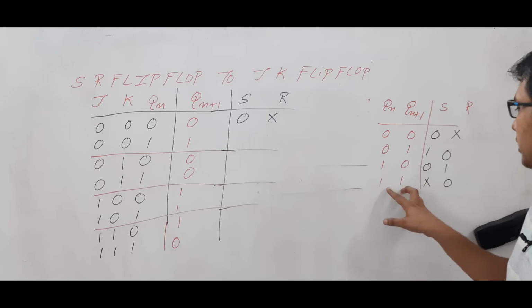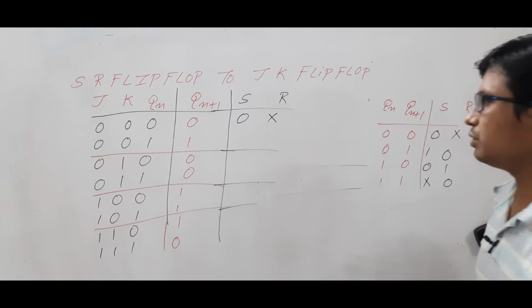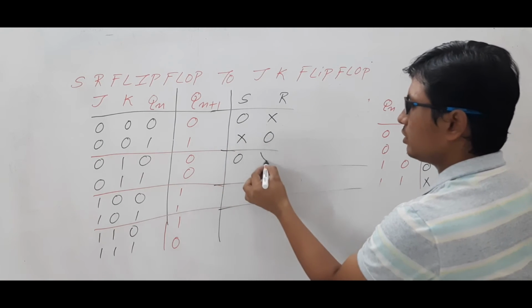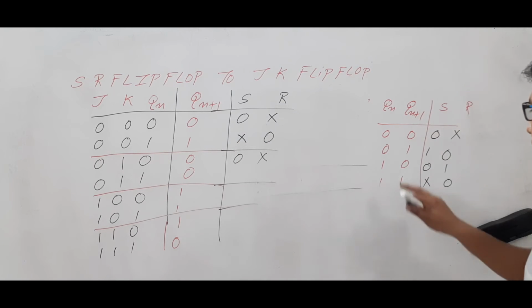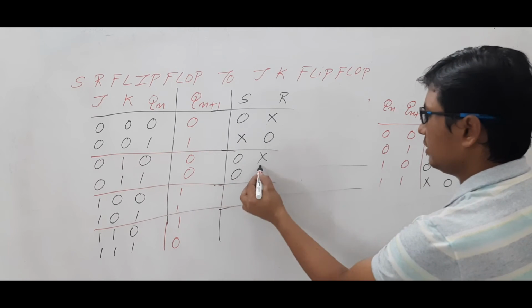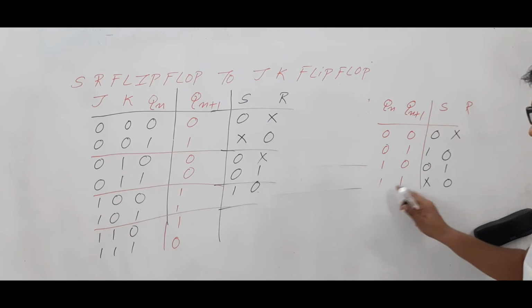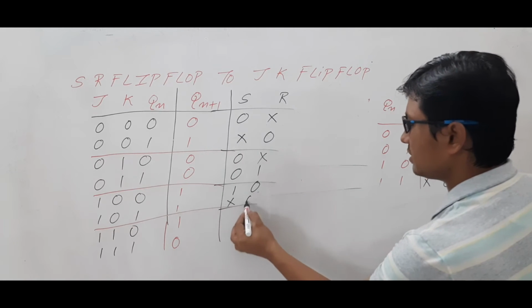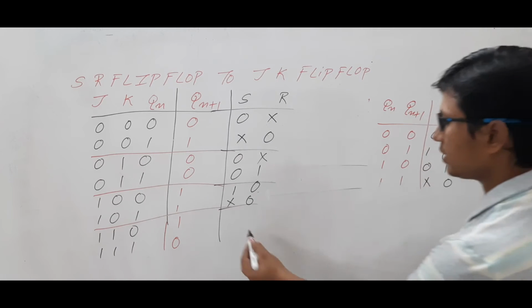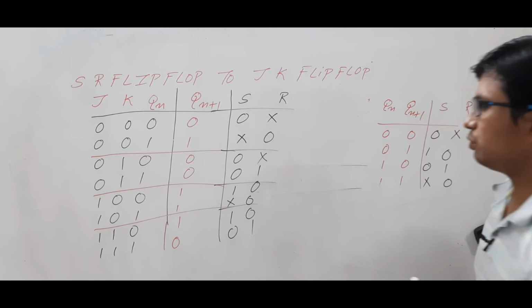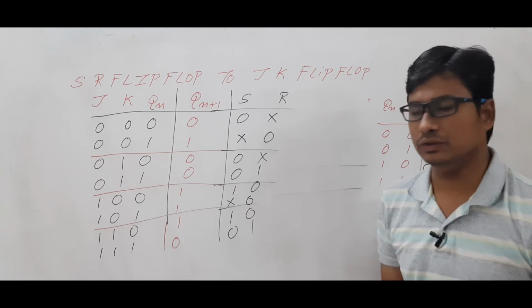Similarly, if it is 1 and 1, what is the value? Don't care and 0. If it is 0 0, we already got 0 and don't care. If it is 1 0, it is 0 1. If it is 0 1, 1 0. Are you able to understand? If it is 1 1, don't care and 0. If it is 0 1, 1 0. If it is 1 0, 0 1. So we got the S and R values.